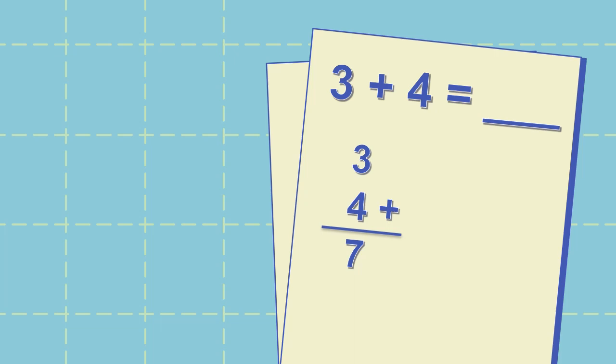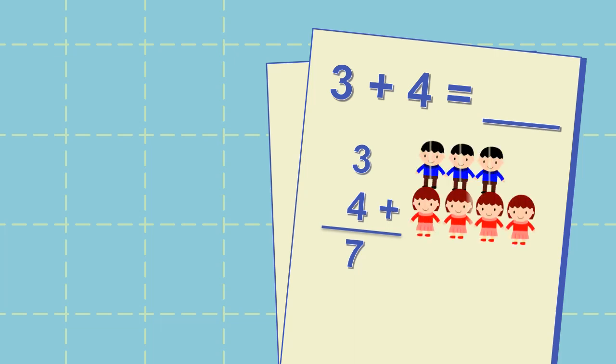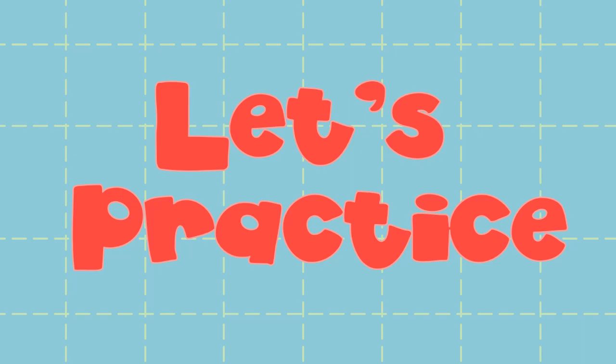Let's perform a column addition. 3 plus 4 equals blank. 3 boys plus 4 girls is equal to 7. Let's practice.